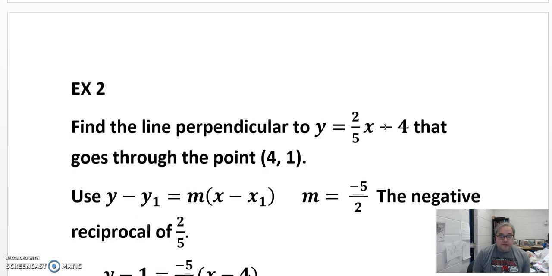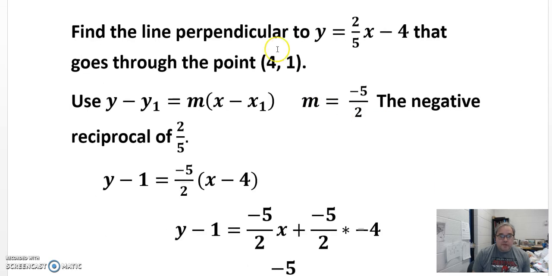Perpendicular, on the other hand, is a little different. Find a line perpendicular to y equals 2/5 x minus 4 that goes through the point (4, 1).